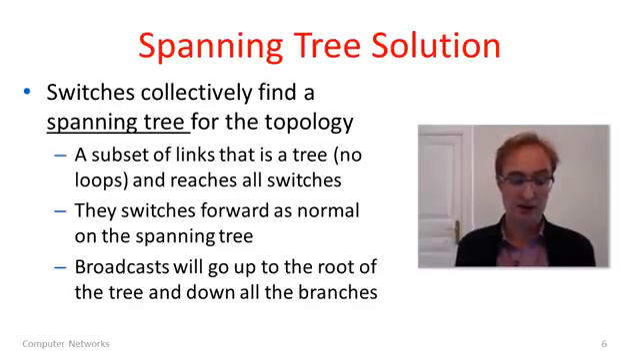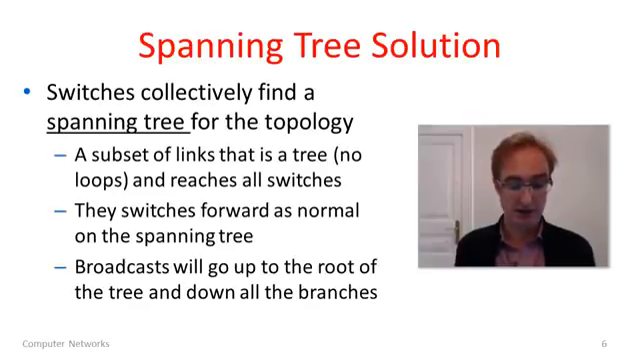A spanning tree is simply a subset of links of the topology, which is a tree, so it has a root and branches out from the root, but it has no loops in that topology. The subset of links in this topology is a spanning tree if it's a tree, and it spans the topology. It reaches all switches, so it will allow us to deliver frames to all hosts on the network.